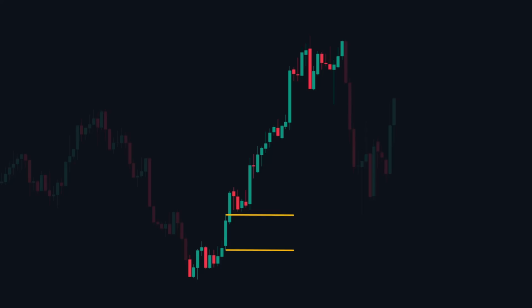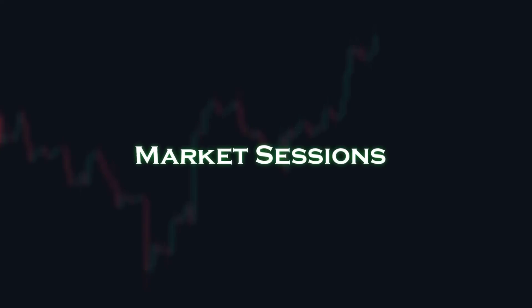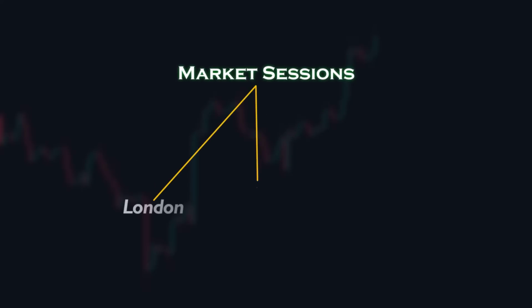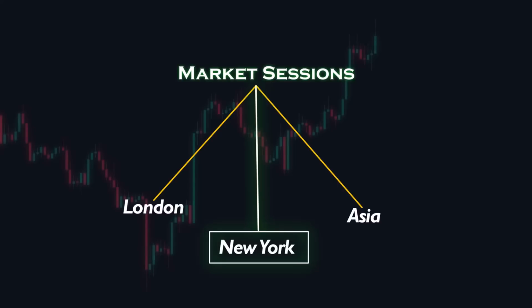Let's break down how this works. One of the first things traders learn is about market sessions. These are the specific hours each day when markets are open in different regions around the world. The three primary sessions are the London session, the New York session, and the Asian session. While the ORB strategy can be applied during any of these, the New York session is the most commonly used because it typically brings the highest trading volume and liquidity. That's why we'll be using the New York session for this video, though the approach to trading the ORB remains the same regardless of which session you choose.